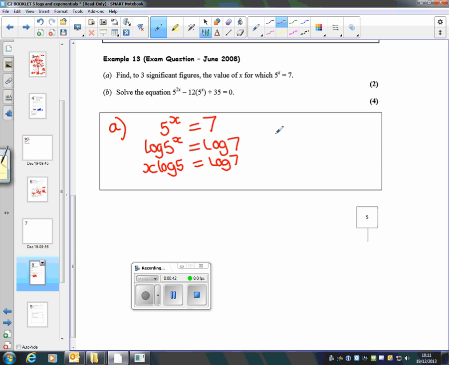So to work out x, we've just got log 7 divided by log 5. Now it asks us to give that to 3 significant figures, so if you can work that out on your calculator, you'll get 1.21, and that's to 3 SF.